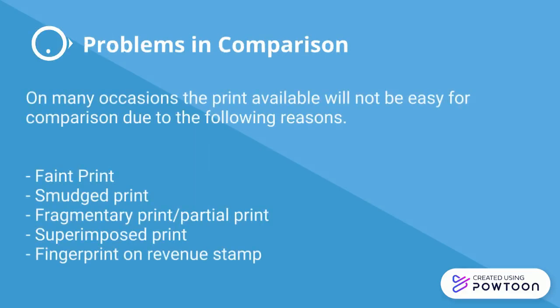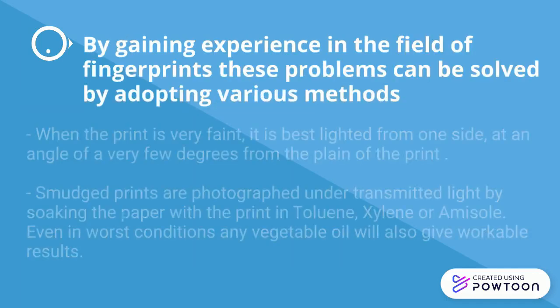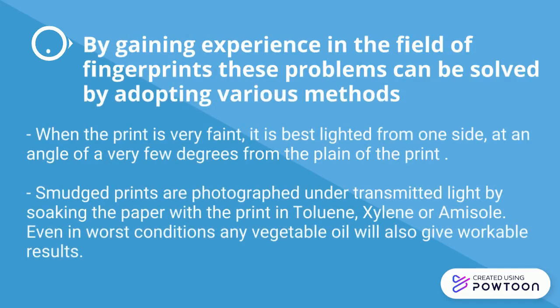Problems in comparison. On many occasions, the print available will not be easy for comparison due to the following reasons: faint print, smudged print, fragmentary print, partial print, superimposed print, fingerprint on revenue stamp. By gaining experience in the field of fingerprints, these problems can be solved by adopting various methods. When the print is very faint, it is best lighted from one side at an angle of a very few degrees from the plane of the print.